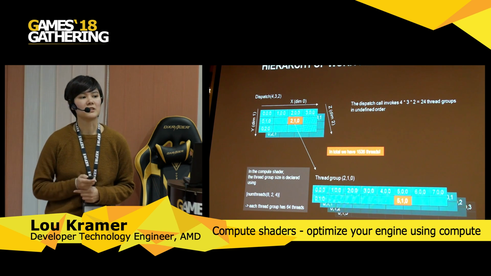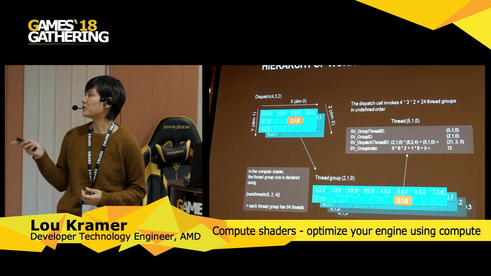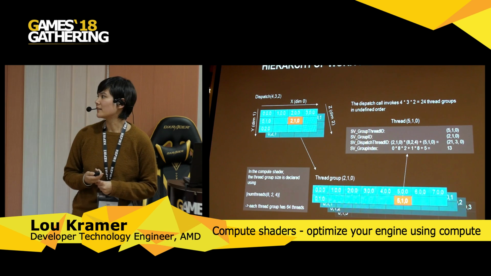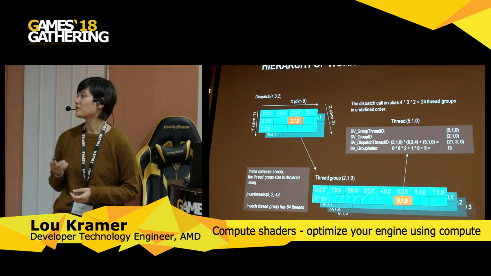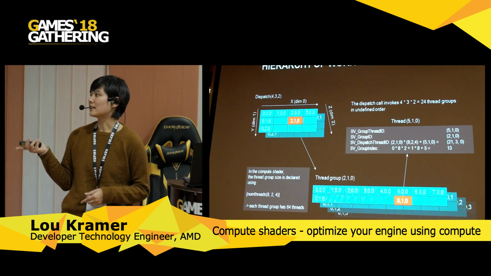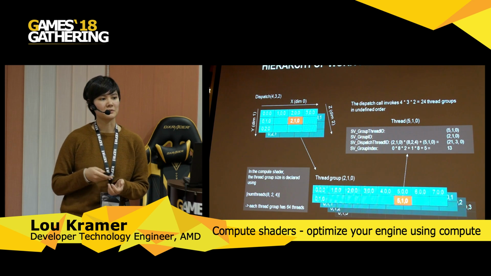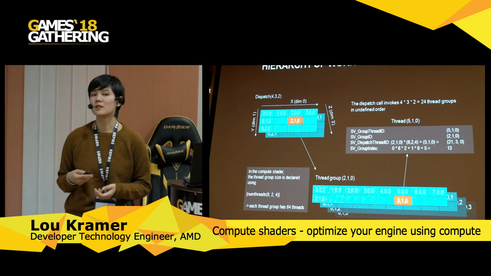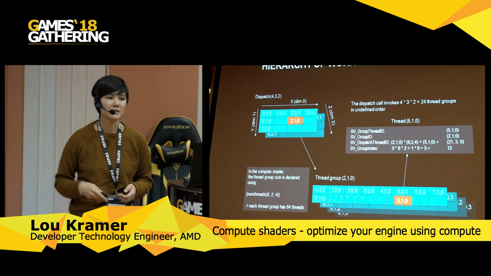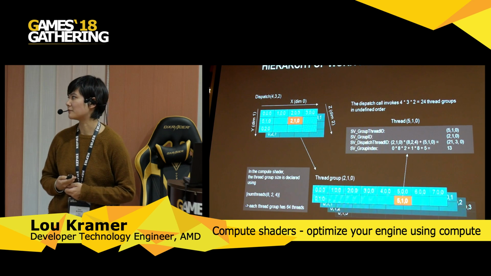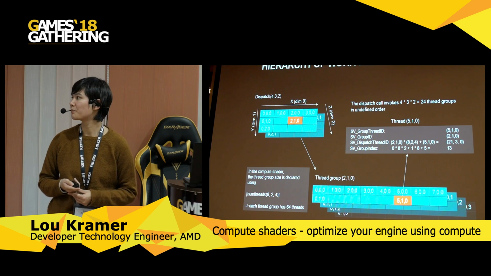If you look, for example, at a specific thread, you can determine different kinds of indices. For example, the thread ID within the thread group is (5, 1, 0). The ID of the thread group is (2, 1, 0). The ID of the thread within the whole dispatch call is (21, 3, 0). And you can also access the ID of the thread within the thread group in 1D, which would be 13. Those indices you can access in your shader code.